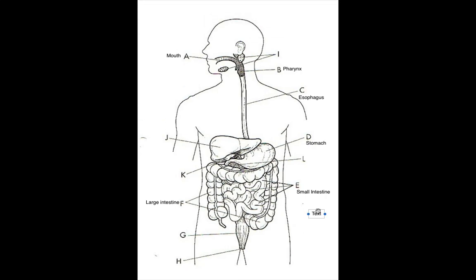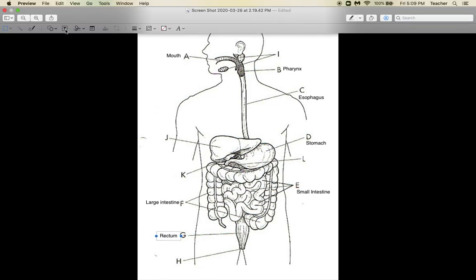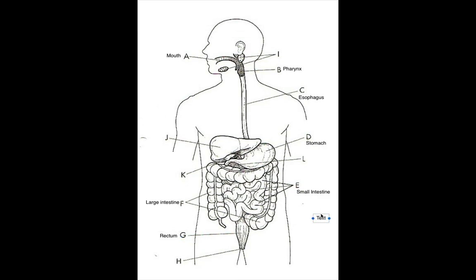So we're about where food has left. All of our nutrients are absorbed. Food's going to exit through the rectum and then out through the anus. So that is H. This is how we're going to excrete our food. You should be familiar with it.